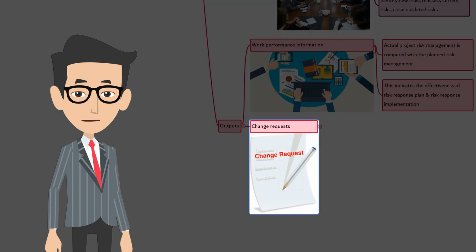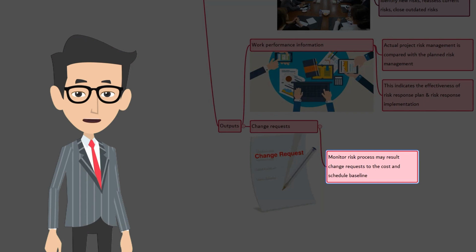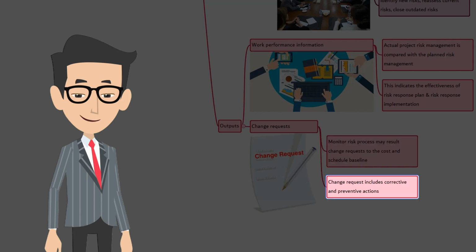The next one is change request. The monitor risk process may result in a change request to the cost and schedule baselines or other components of the project management plan. Change requests can include recommended corrective and preventive actions to address the current level of overall project risk or to address individual project risk. Of course, every change request must be processed for review and disposition through the perform integrated change control process.